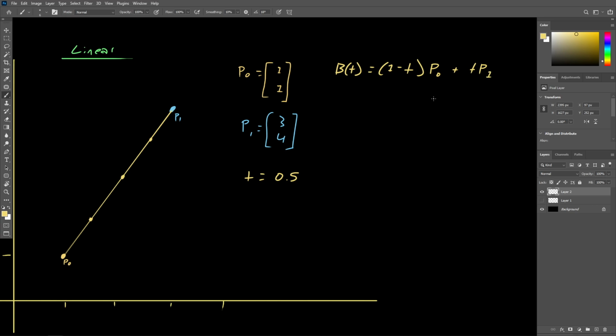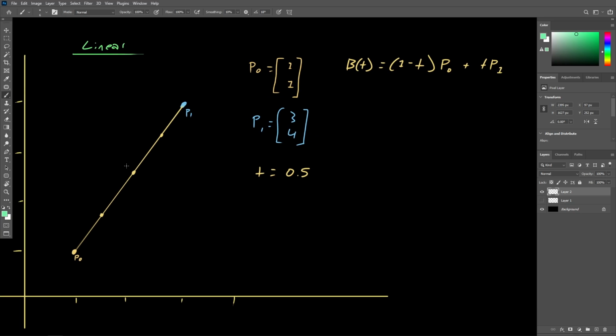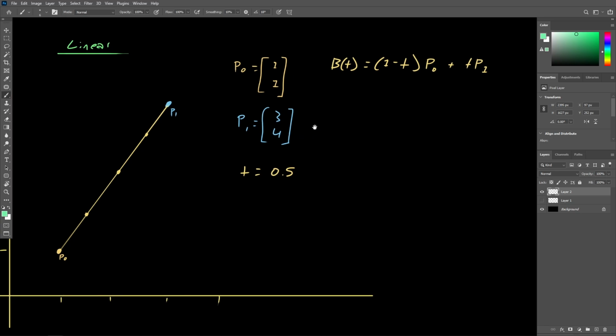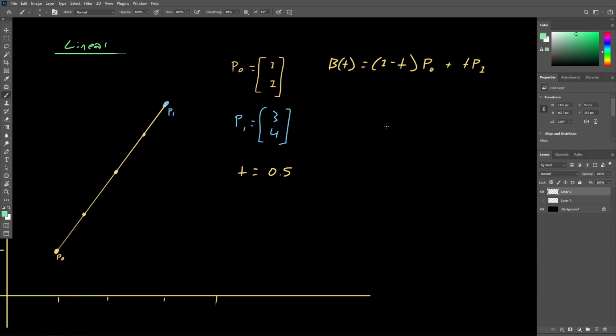And of course, we are going to have to solve this equation twice, once using the x components and a second time using the y components of our points, in order to get x and y components for the resulting position. All right, so let's quickly go ahead and do this. Let's start by using the x components here.